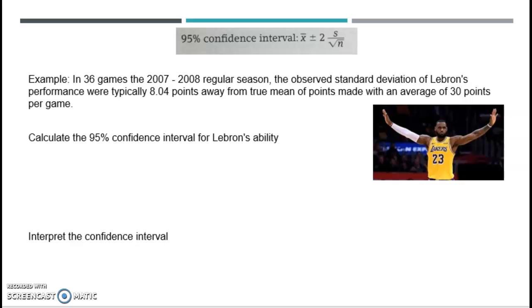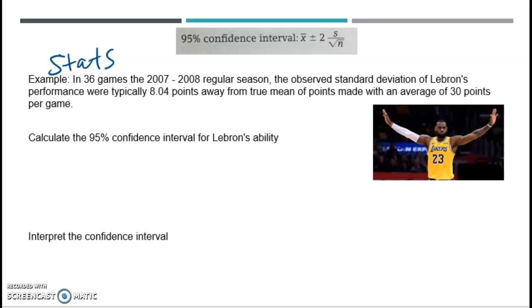Okay, so here's the first type of example that I can give you. See if you can recognize if it's stats versus if it's raw data. So in 36 games in the 2007 to 2008 regular season, the observed standard deviation of LeBron's performance was typically 8.04 points away from the true mean of points, with an average of 30 points per game. So this is an example where I give you the stats. So I give you exactly what the mean and what the standard deviation are.